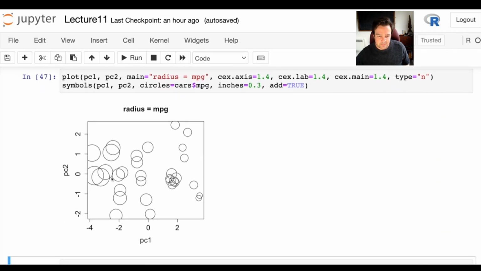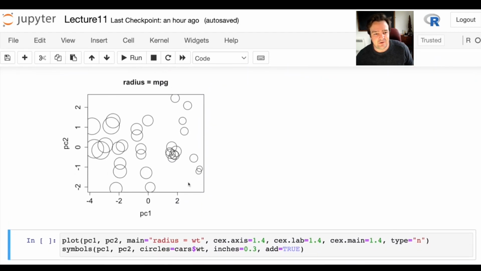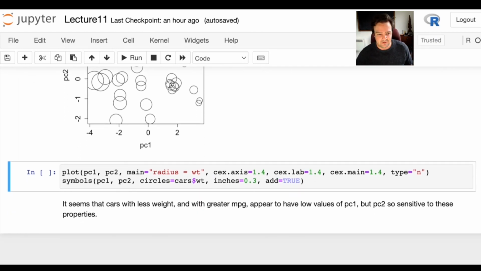Large miles per gallon seems to be at low principal component 1. That fits with the low number of cylinders over there, so there are less powerful engines. They'll have greater miles per gallon, and less efficient engines are maybe over here along principal component 2. So we're starting to get a flavor for how you can use principal component analysis to chop up and slice and dice the data and see if it tells you anything interesting.